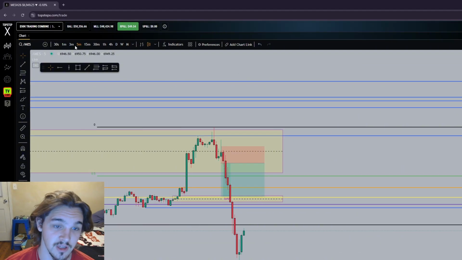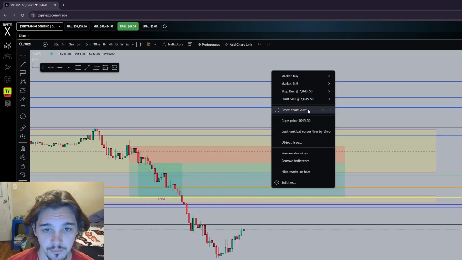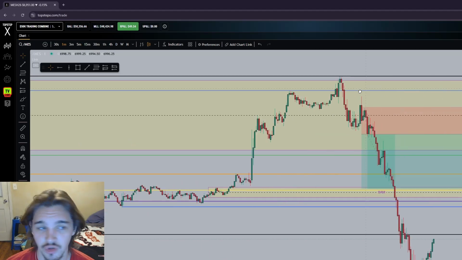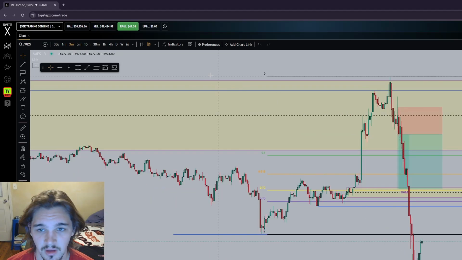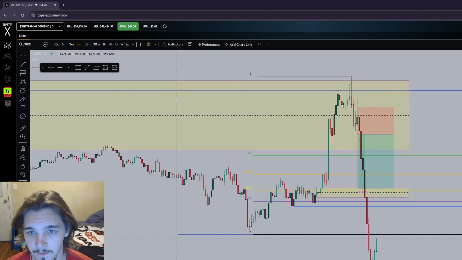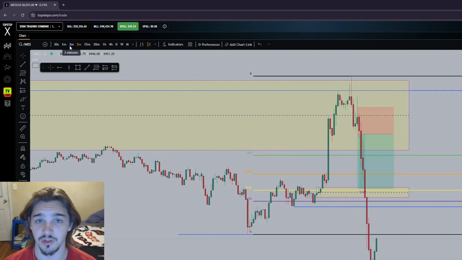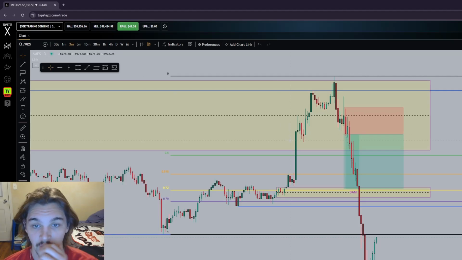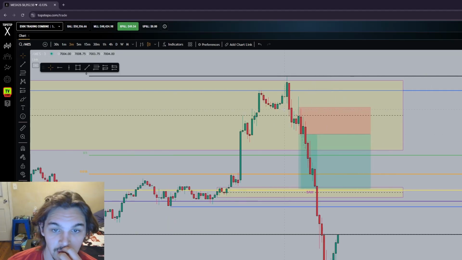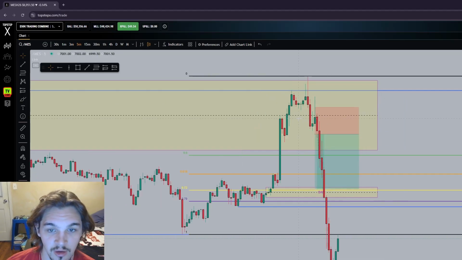I took my first entry after we swept liquidity. Went down to the 1 minute. Wait for a break of structure. I want to say no, we didn't inverse, but we did have a strong break of structure on the 5 minute, which is a great sign after a liquidity sweep that we're going to be reversing. So I took the trade on the way down somewhere in here.